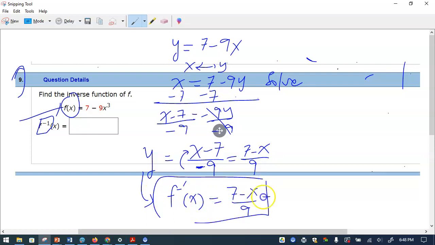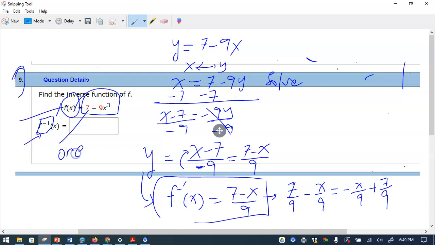But you may also write this as 7 over 9 minus x over 9, or you could also write minus x over 9 plus 7 over 9. It means the same thing. So that takes care of the inverse function, and I hope that helps. Just note this function is one-to-one, so naturally it has an inverse. So this is the inverse. Let's go to problem number 10.